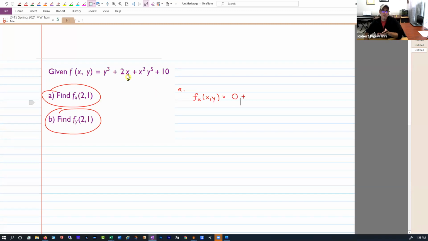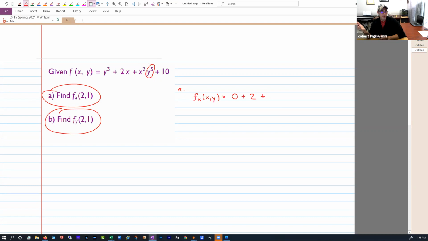Plus now the derivative of 2x. Well, x is a variable, right? So we're going to treat it like we did in Cal 1. The derivative of 2x would just be 2, right? All right. Now plus, now we run into an issue. We have x squared times y to the 5th. But y to the 5th is just some number, right?